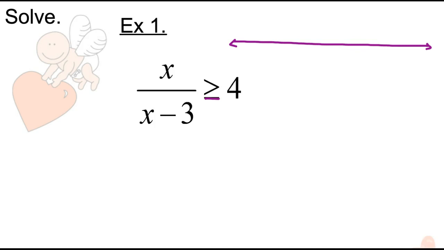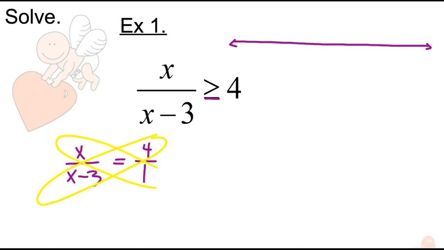So let's solve it like an equation, just like we did yesterday. So we got x over x minus 3 is equal to 4 over 1. Since it's a ratio, an equal fraction, I'm going to use the cross products property. Some of you say cross multiply. Some of you say precious heart method. So you can use cross products. So we can go 4 times x minus 3.